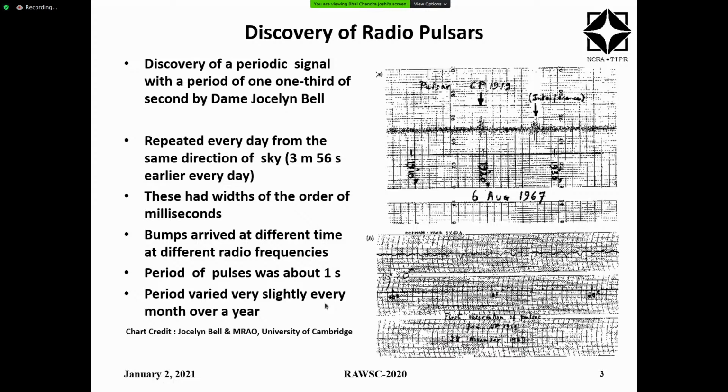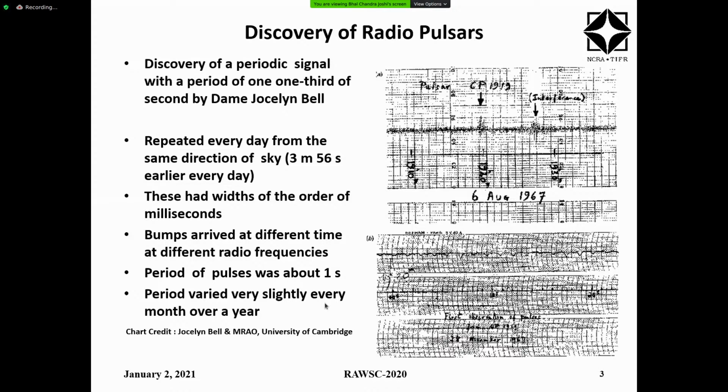And not only that, daily observations with this telescope showed that this pulse signal came 3 minutes 56 seconds earlier every day. And in yesterday's lecture, we had seen that if you take the sidereal day, it is smaller than the solar day by 3 minutes and 56 seconds. Okay. So it clearly told Jocelyn Bell and Anthony Hewish that this is a signal coming from the sky.